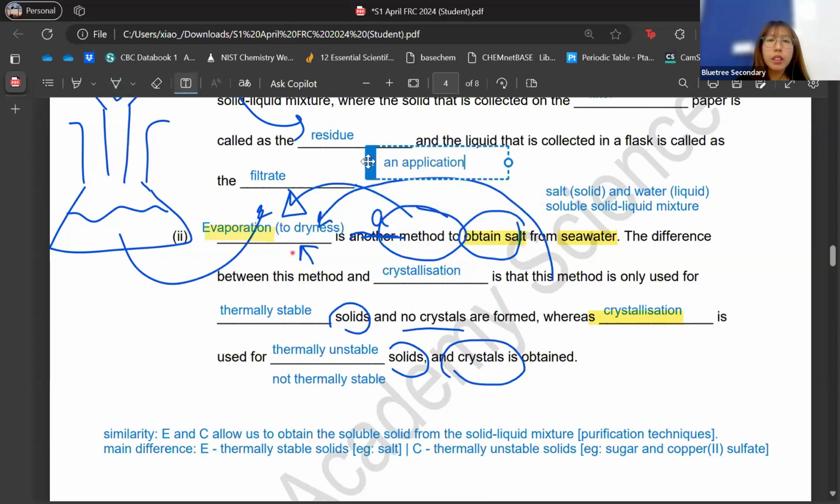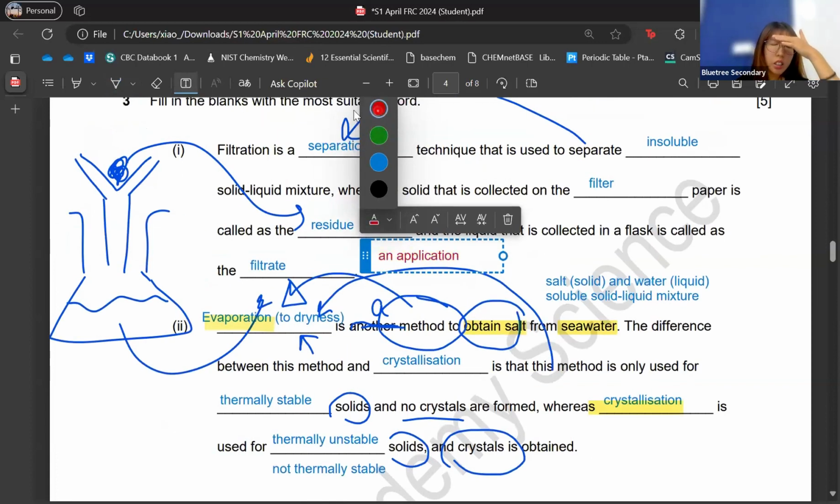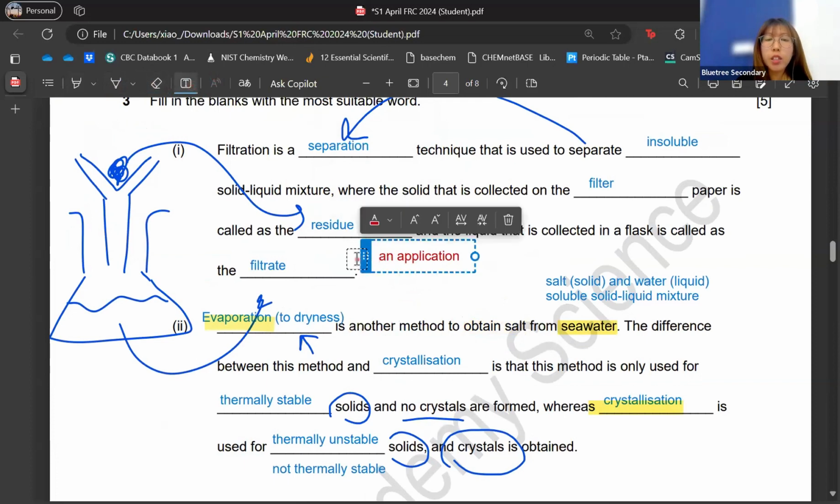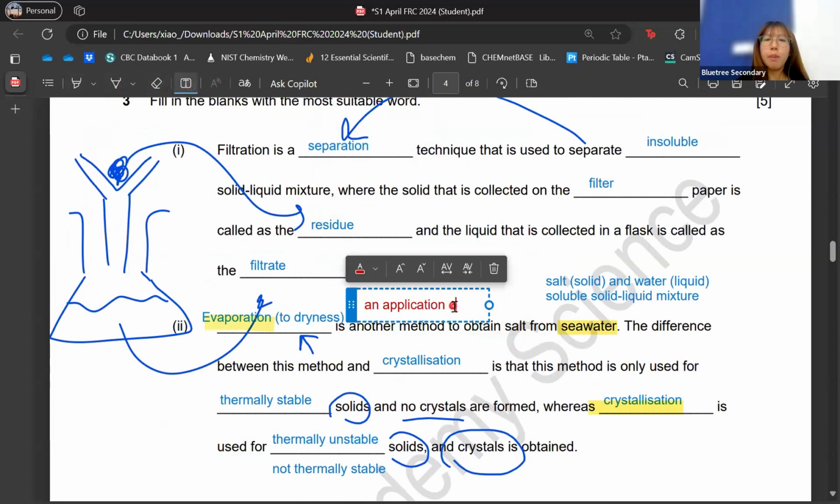Sorry, let me change the color. Let me do a bit of erasing. So if the question mentioned, this blank is an application of a method to obtain salt from seawater, then you write desalination, which can be accepted.